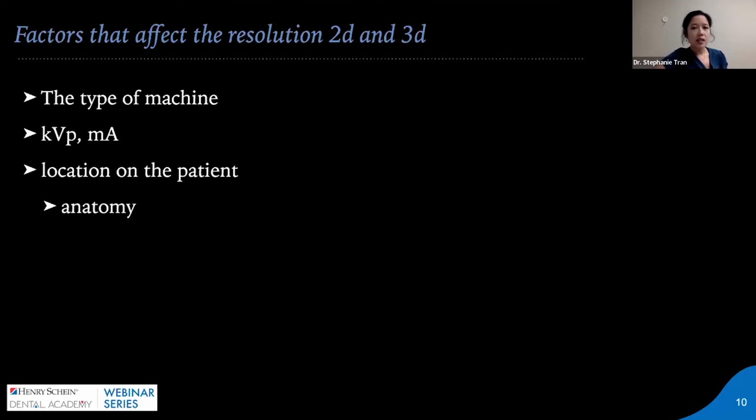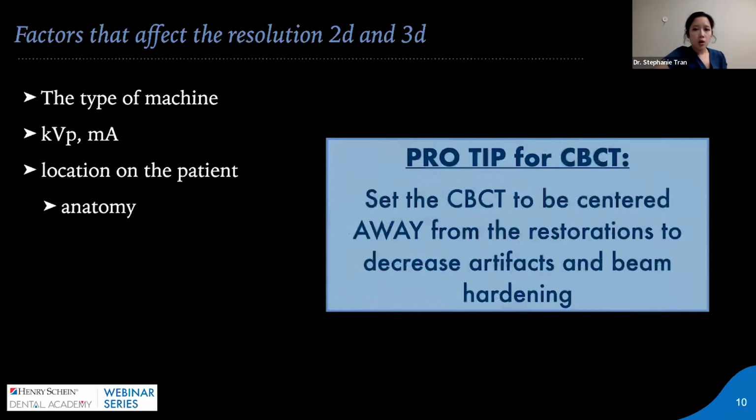But definitely keep in mind that the machine itself, what kind of X-ray machine or what kind of X-ray sensors are going to affect it, what the settings are on the sensors and on the machines themselves, and of course the location on the patient. And that's because anatomy affects how clear the X-rays come out. So for any radiographs, both 2D and 3D, the more anatomy that's in the way, overlapping on the tooth, the more difficult it's going to be to see all aspects of that tooth.